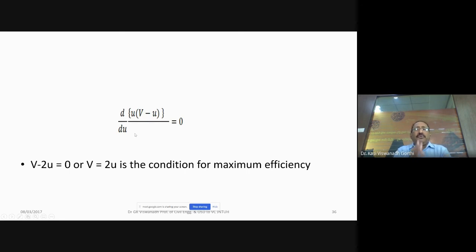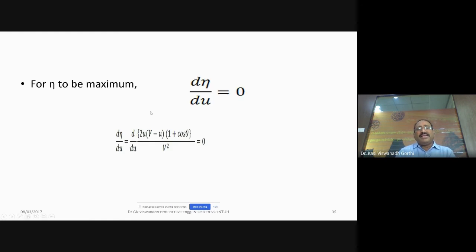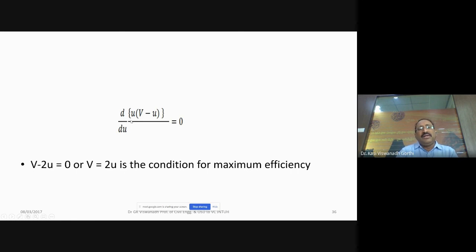So it's something like p into q is equal to 0. So either p or q must be equal to 0. And taking this constant 2 by v square into 1 plus cos theta to the other side, it will be 0 by all this. So it becomes 0. And you have simply differential of u into v minus u must be equal to 0, or Vu minus U square must be equal to 0, or V minus 2U is 0, or V is equal to 2U. This is the condition for the maximum efficiency when a liquid jet is striking a series of symmetrical curved vanes mounted on a wheel.